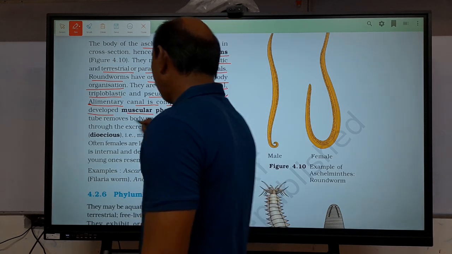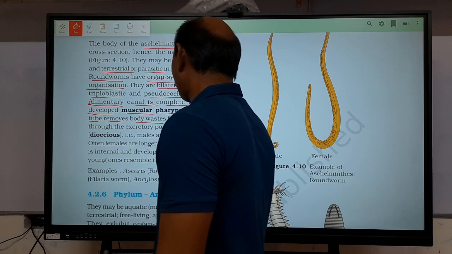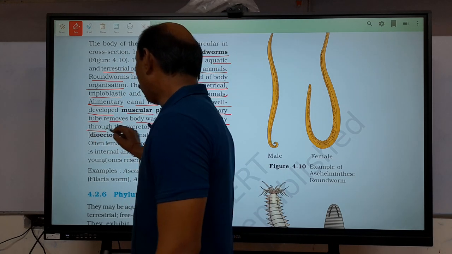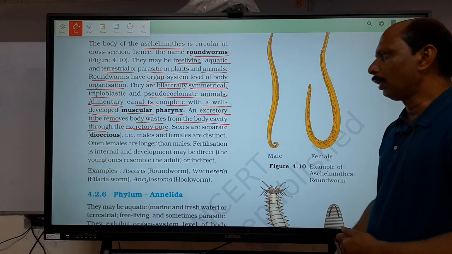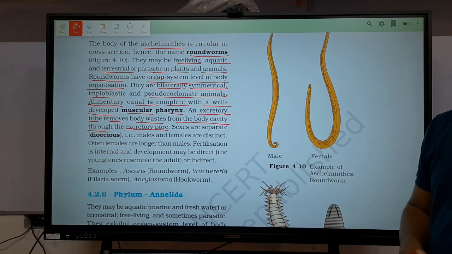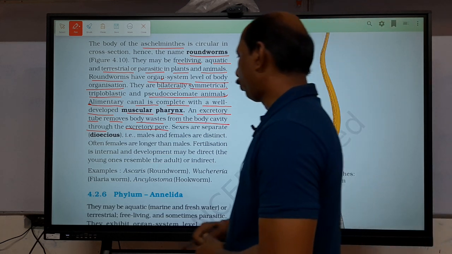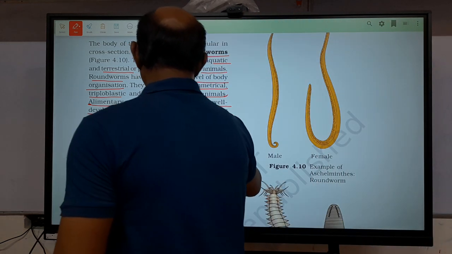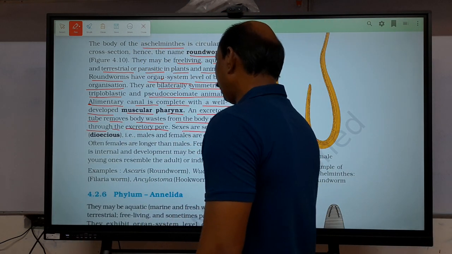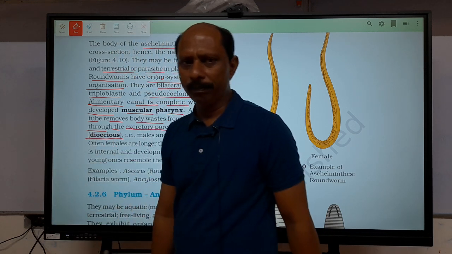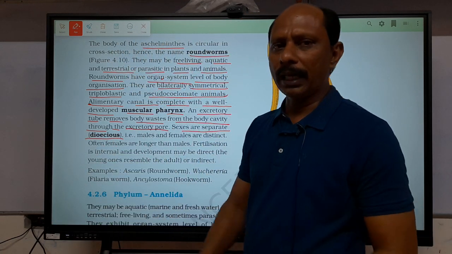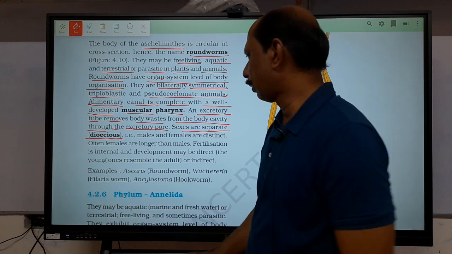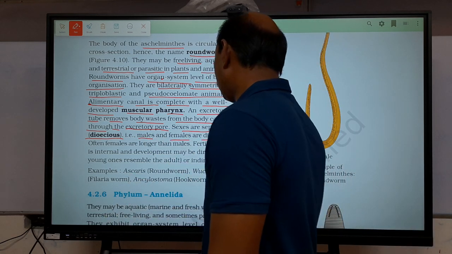An excretory tube removes body waste from the body cavity through the excretory pores. Sometimes we consider it as protonephridia, right? Now the sexes are separate, that is, dioecious animals. Male and female sexes are separate, so they show sexual dimorphism, males are distinct and females are distinct.